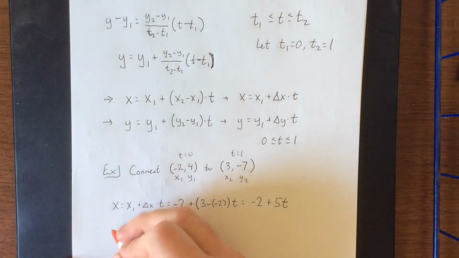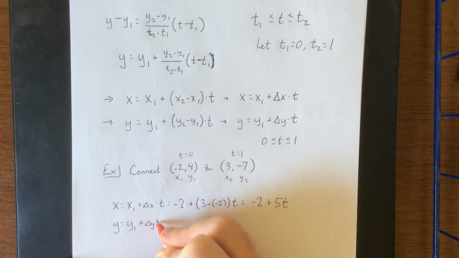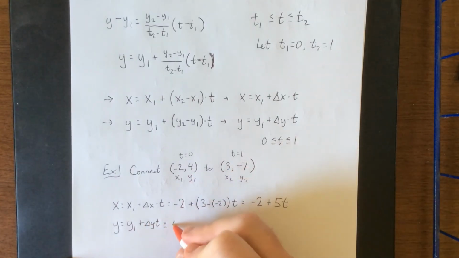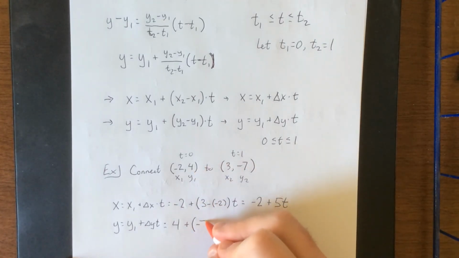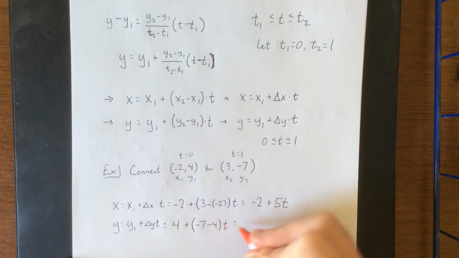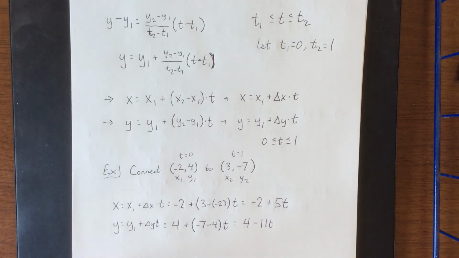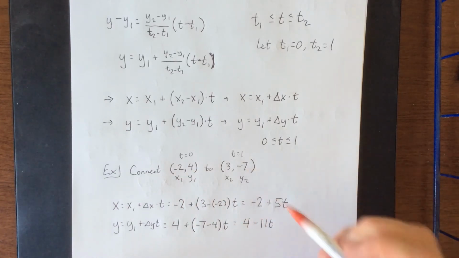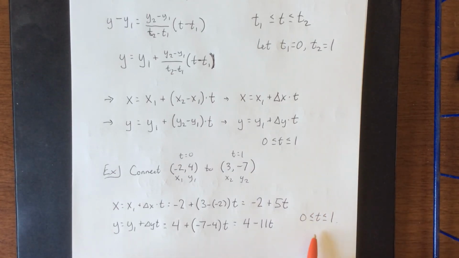Repeating this process for y, y is equal to y1 plus the change in y times t. y1 is 4. Change in y is going to be negative 7 minus 4 times t, which will be 4 minus 11t. Once again, we verify. Plugging in t equals 0 is going to give us y equals 4, and plugging in t equals 1 will give us y equals negative 7. Then we throw on that t goes from 0 to 1, and we're good.